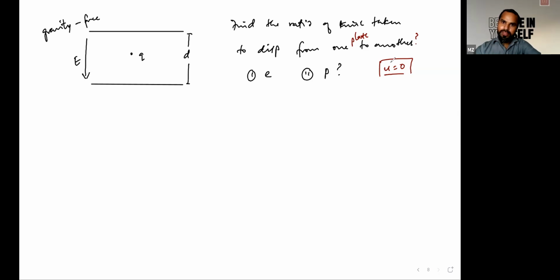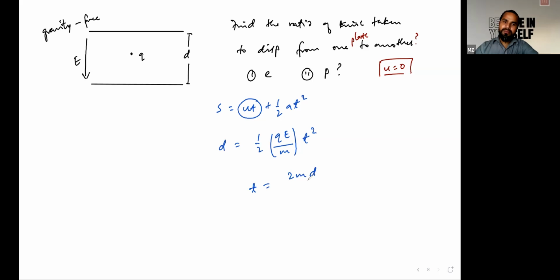Just see how to approach. Since we have initial velocity to be 0, just use the second equation of motion. S is equal to ut plus half a t square. Here u is 0, S is d, and acceleration is qE divided by m times t square. So from this, t would be root under 2 m d over q E. This would be your expression for time.